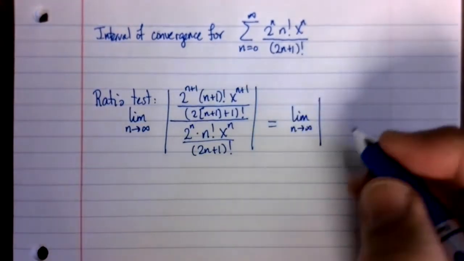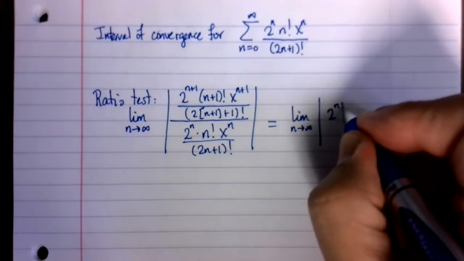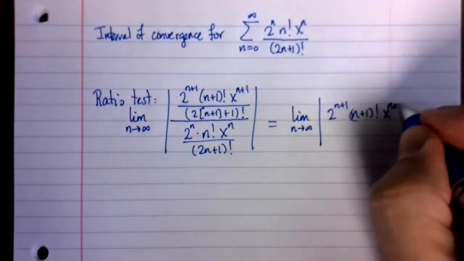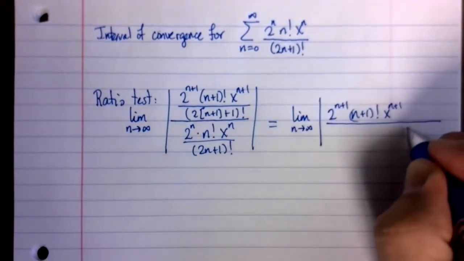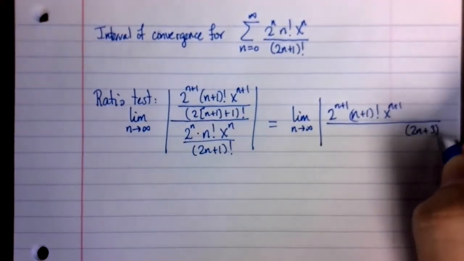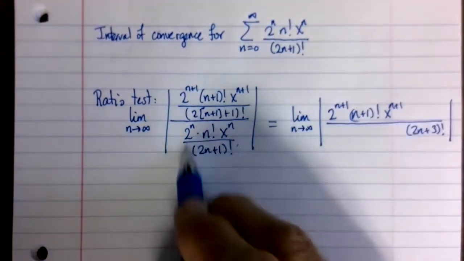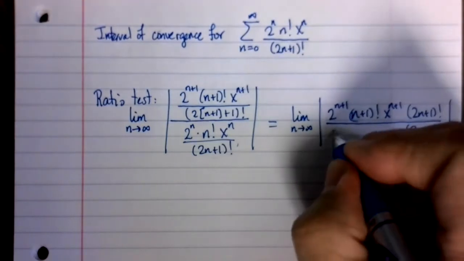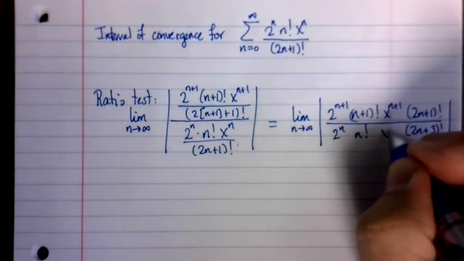All right, let's try to make this a little bit simpler. So I have 2 to the n plus 1, n plus 1 factorial, x to the n plus 1. In the denominator, I have 2n plus 3 factorial. Then I multiply by the reciprocal here, 2n plus 1 factorial, and then 2 to the n, n factorial, x to the n.